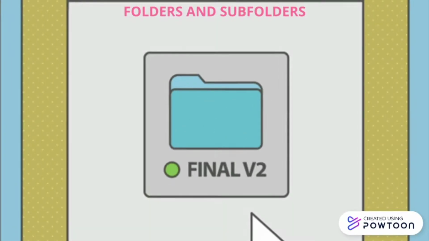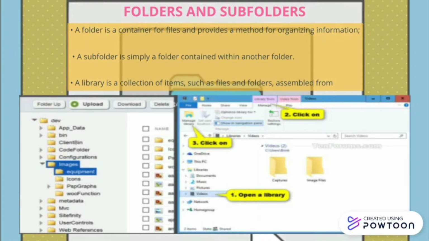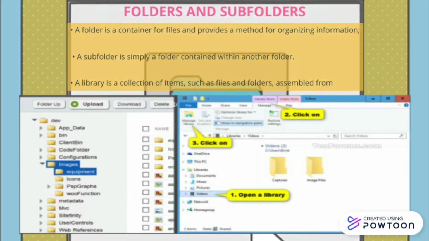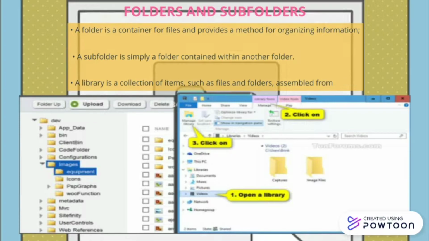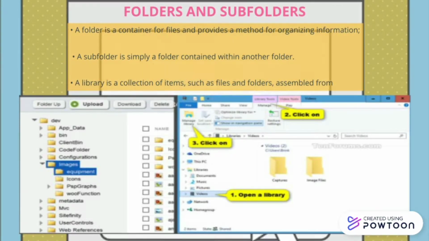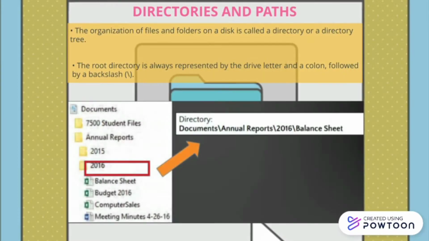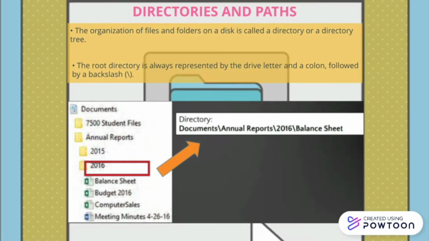Folders and subfolders. A folder is a container for files and provides a method for organizing information. A subfolder is simply a folder contained within another folder. A library is a collection of items, such as files and folders, assembled from different locations. Directories and paths. The organization of files and folders on a disk is called a directory or a directory tree. The root directory is always represented by the drive letter and a colon, followed by a backslash.